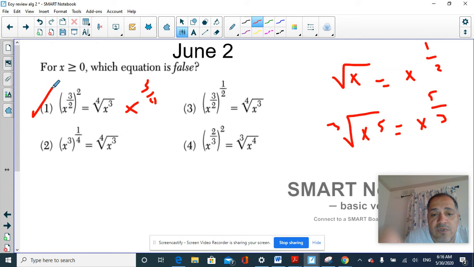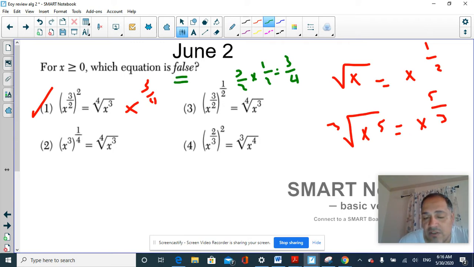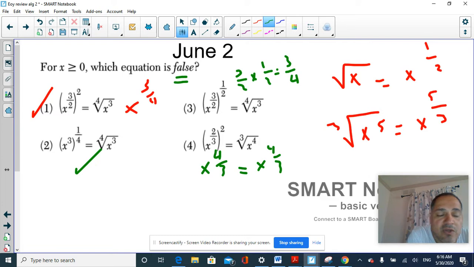If you want to check the others, let's try this one. Here we have x power 3 over 4. If you multiply 3 over 2 times half, it's 3 over 4. Still the same. This one is a correct equation. He asked for what? The false equation, the wrong one. Also, if you multiply here, it will be x power 4 over 3. 2 times 2 is 4 over 3. Is it equal to x power 4 over 3? Yes. So this is correct, and the other one is also correct. So the wrong answer is number 1, and we are going to select number 1.